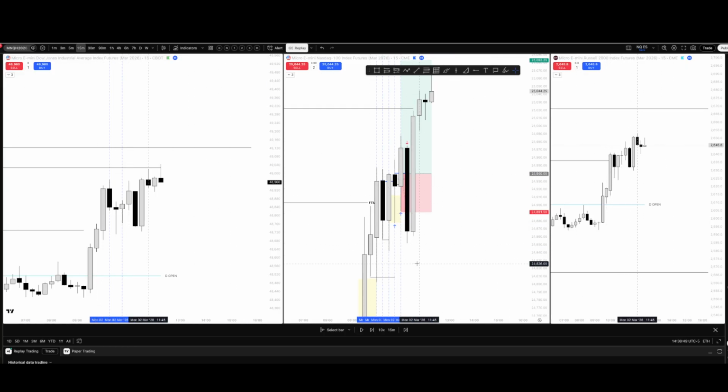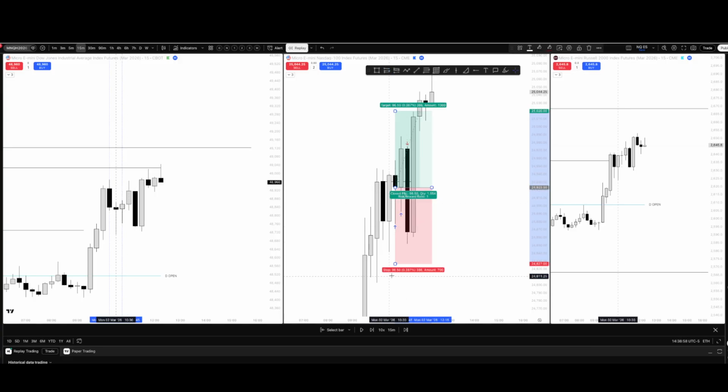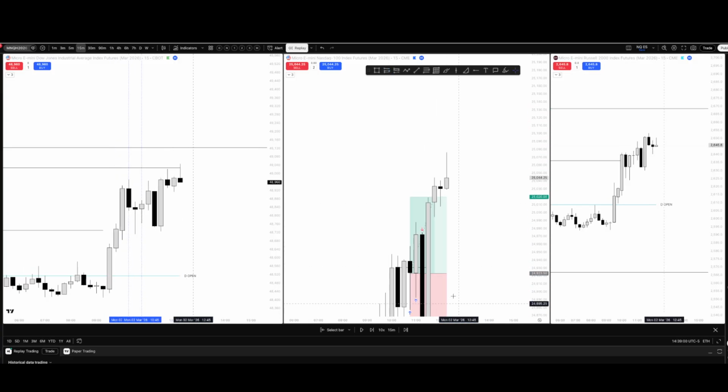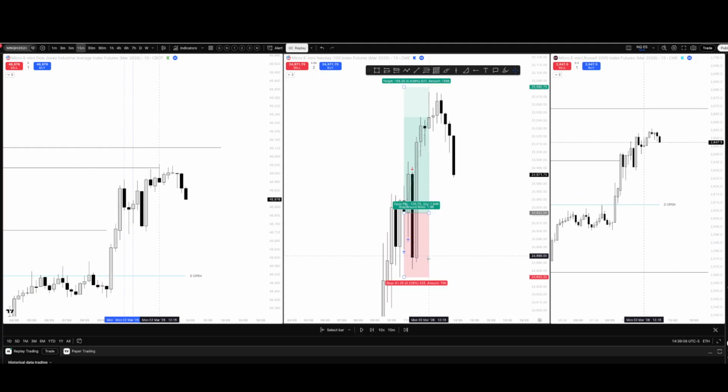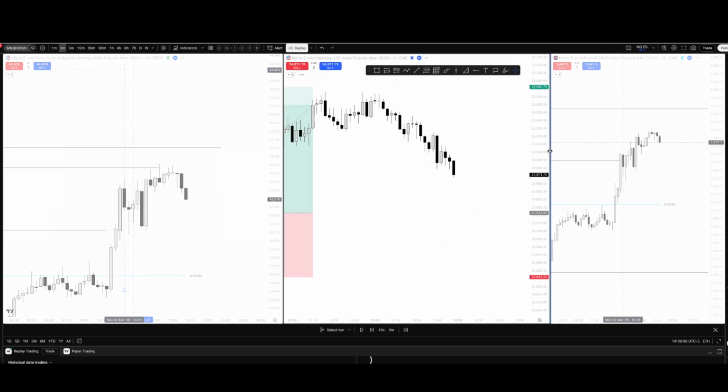But what did survive here, and what could have been done better in order for me to stay in on this position, was just playing that 15-minute OB just the way that I did play it, and holding that 15-minute OB like that, and just holding it all the way for 2R, and that would have got me to my 2R much nicer and cleaner.